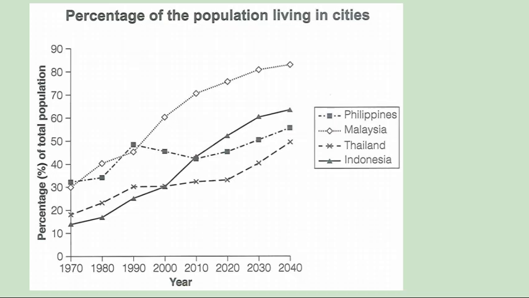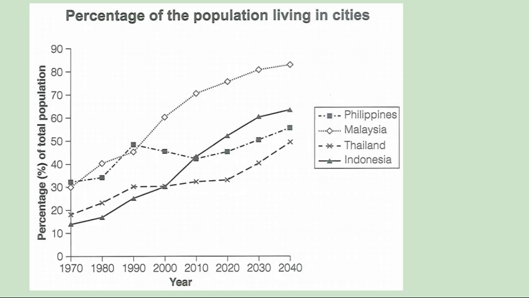Okay. On the x-axis, we've got percentage of total population, and that goes from 0 up to 90. And then along the bottom, we have the year. So notice that each graph has a point for every 10 years, and then they've been joined up with a line. The most recent set of data is from 2020. 2030 and 2040 are in the future, so they are predicted.